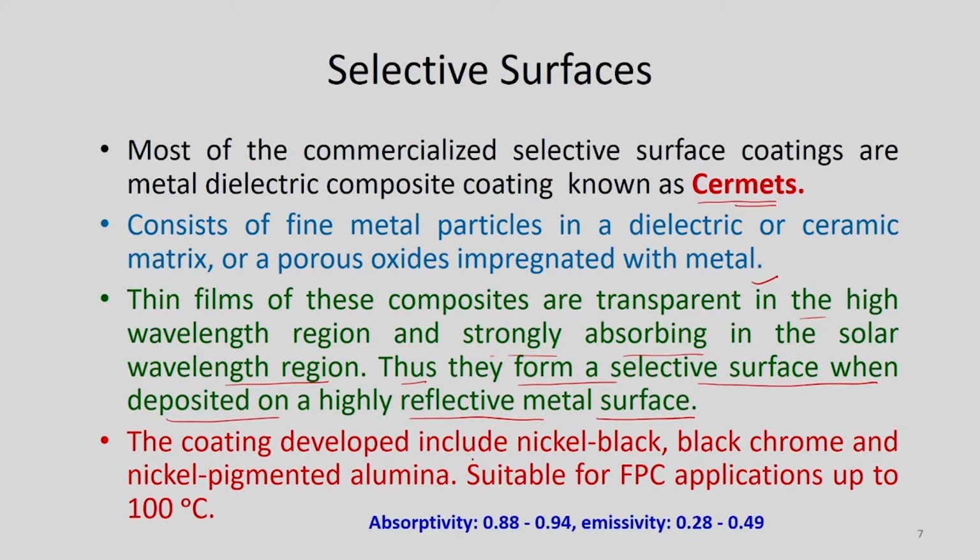The coatings developed include nickel black, black chrome and nickel pigmented alumina, and these are suitable for flat plate collector applications up to a temperature of 100 degrees C. Normally, for this kind of selective surface, absorptivity values are from 0.88 to 0.94 and emissivity values from 0.28 to 0.49. So this is the range of these two parameters, absorptivity and emissivity, right.